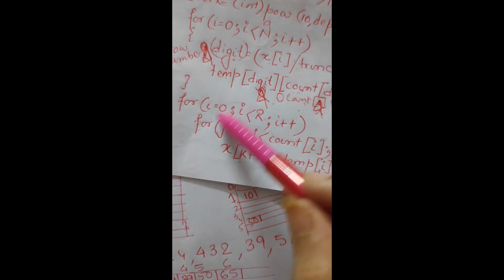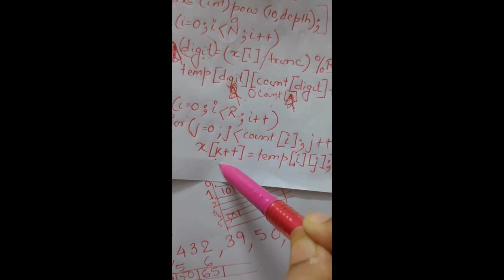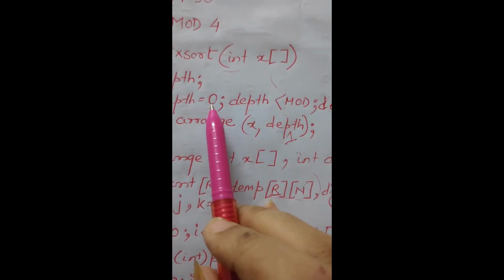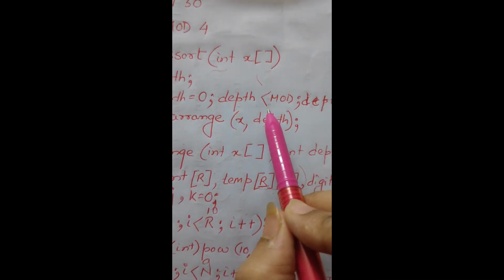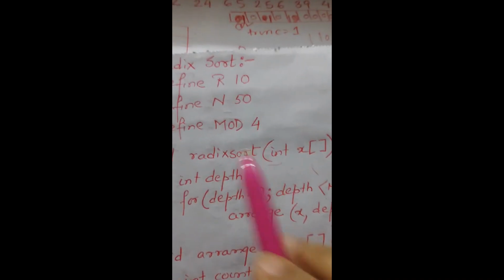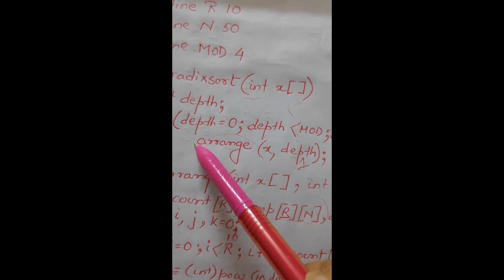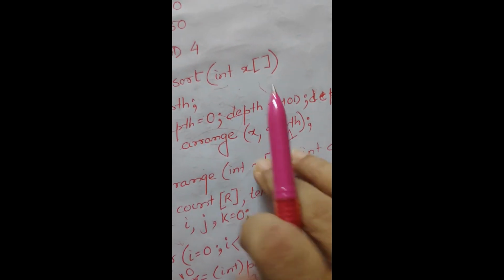So again, after this, over here this loop will run, and we will rearrange the two-dimensional array elements into the array. So in this process, the sorting algorithm will run. And how long will it run? It will start from 0 and go till depth less than mod. Over here mod is taken as 4, so this outer loop that is calling the arrange function will be called a total of 4 times, and after those 4 iterations the algorithm will automatically stop.